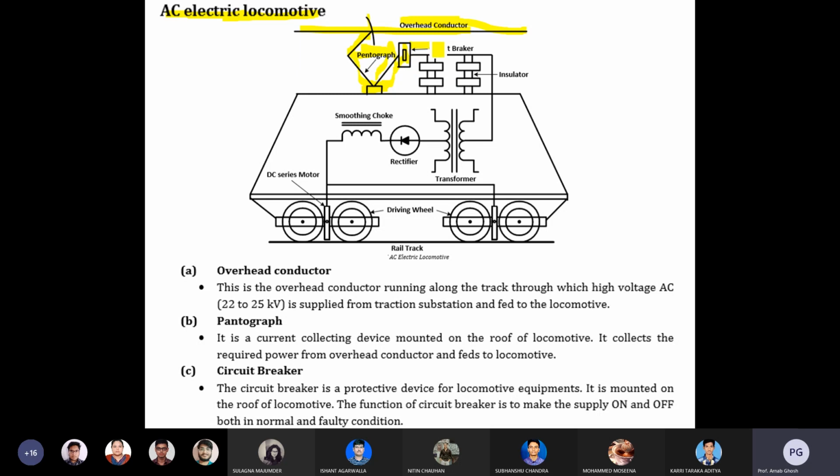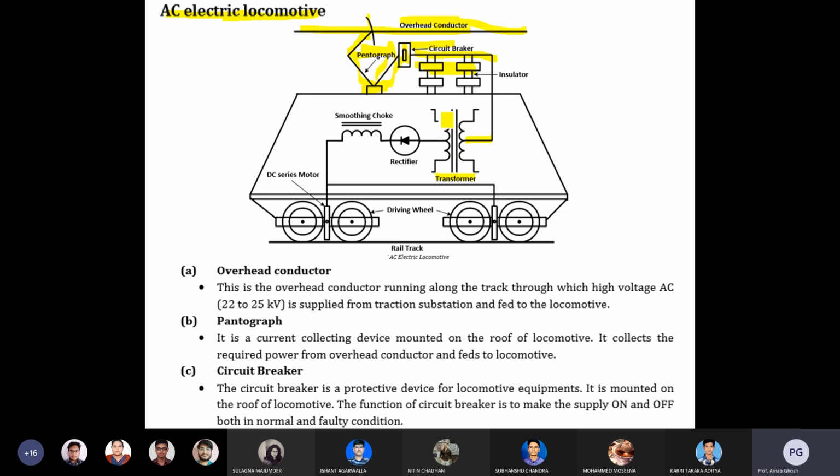Okay, here you can see the circuit breaker. Now that conductor is coming that way. From the roof you can see that insulators are there that can carry the conductor. Then the conductor is coming into the transformer, inside of the motor coach. So the transformer is there.